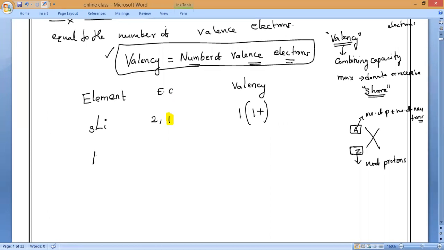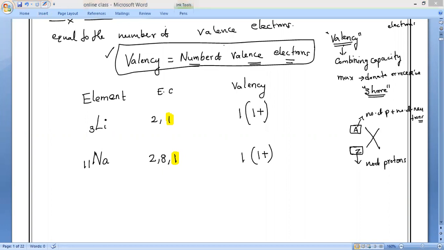Same way, you take sodium. What is the atomic number of sodium? 11. So what is the electronic configuration? Fastly, everybody. 2, 8, 1. Again you can see the same thing, here also 1. So what is the valency of sodium? 1, or we can say 1 plus, because by loss of electrons they will turn positive. Is it clear, everybody?